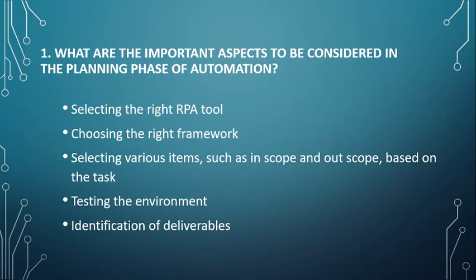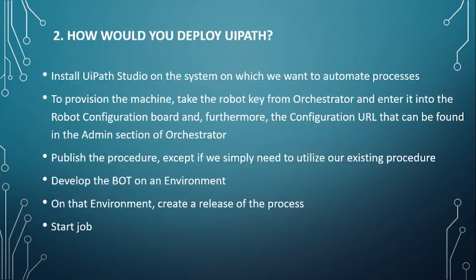The next one is choosing the right framework. The next one is selecting various items such as in scope and out of scope based on the task, because that is very important. Some processes may not be suitable for robotic process automation, so you will have to analyze that before you consider any aspect of the planning phase of automation. The next one is testing the environment, and the last one is identification of deliverables. So these are some of the points that you'll have to consider in the planning phase of automation.